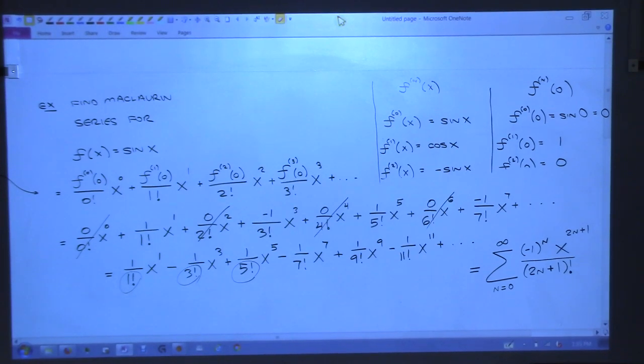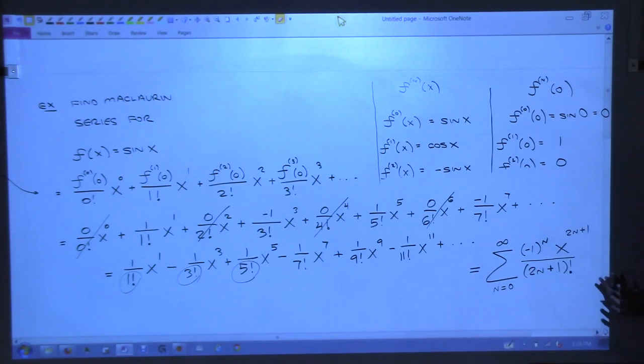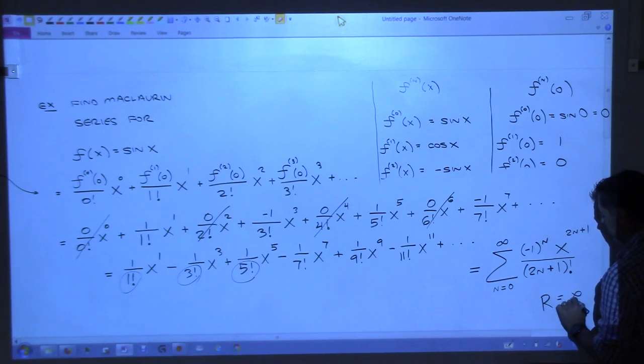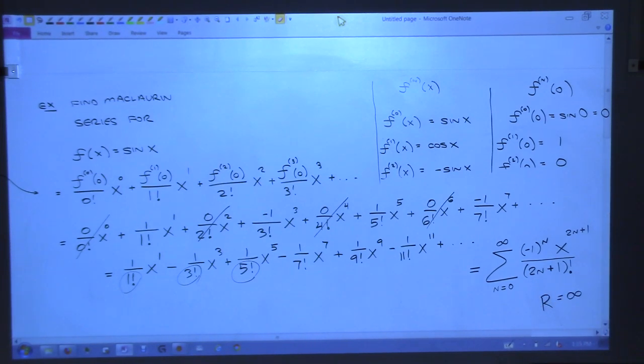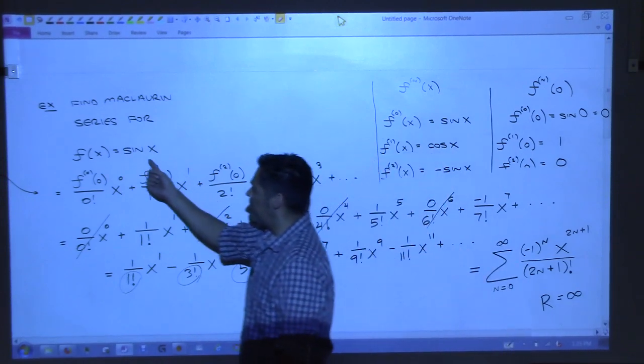I wonder what the radius of convergence is of this. If I asked you for the radius of convergence of this, what would you do? You would do a ratio test. The ratio test, you know what I'm saying? Limit as n goes to infinity, absolute value. If you did that, you would find, I'm not going to do it here, that the radius of convergence of this is infinity, which means it converges for every x.